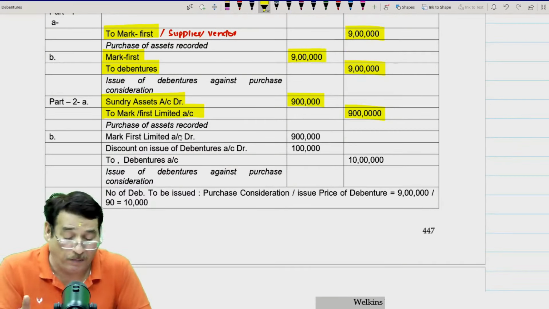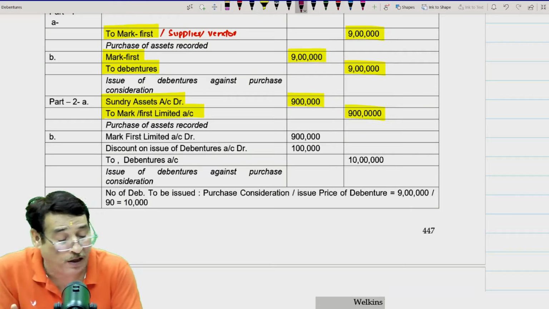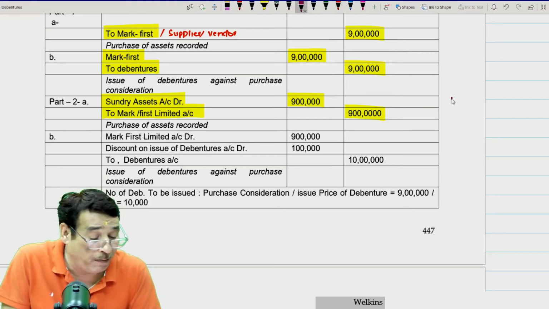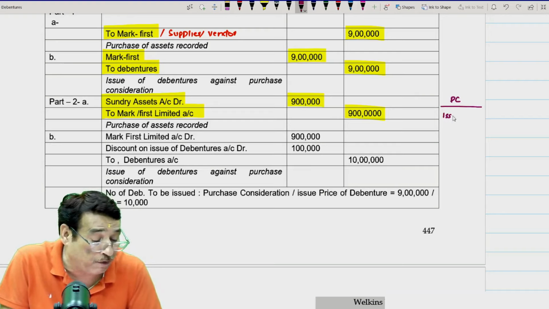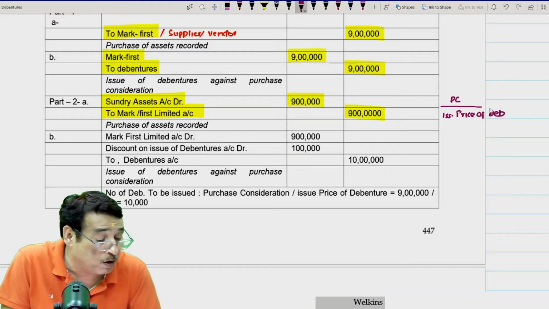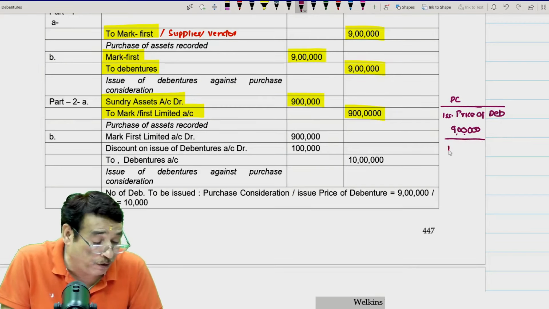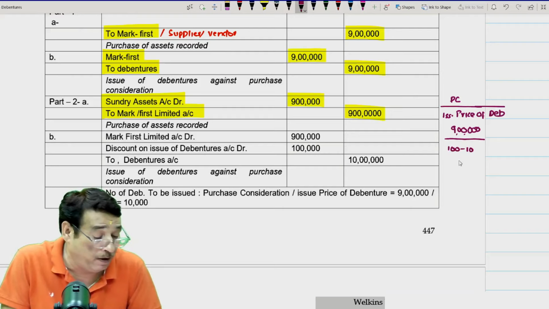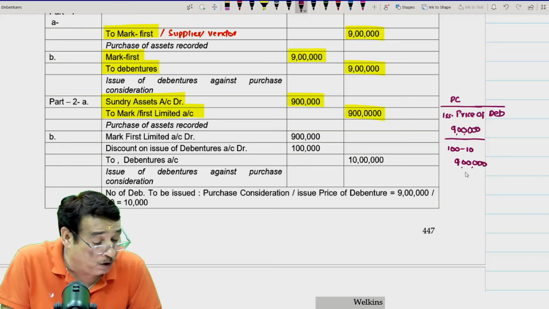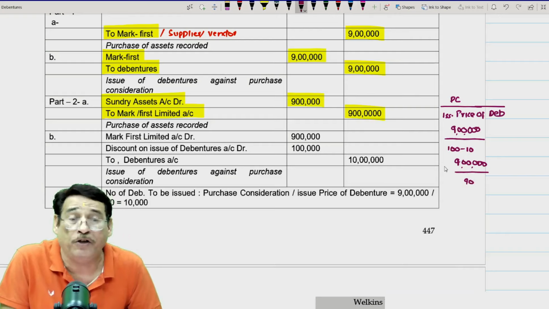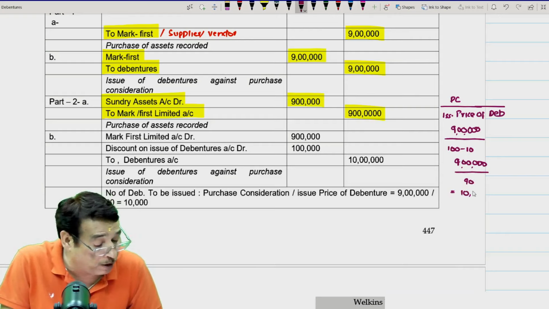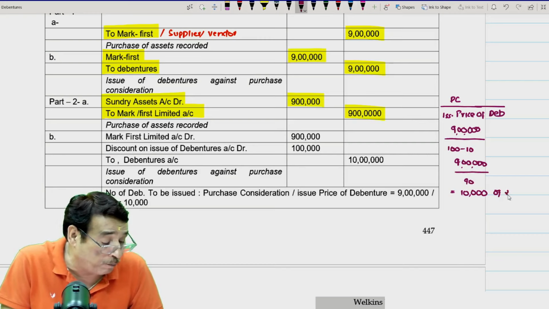Now the next entry is for payment. So how much payment actually you are going to deliver in this case? In order to know the amount of payment, first of all, write the amount of purchase consideration and then divide it by the issue price of debenture. Now what is the issue price of debenture? You are supposed to pay 9 lakh to the vendors, to the Mark First company. And face value of your debenture is 100, but you are issuing it at a discount of 10. So 9 lakh divided by 90. It will tell you how many debentures you are going to issue. That means you are going to issue 10,000 debentures. It means 10,000 debentures of rupees 100 each at the rate of 90 you will issue to make the payment.